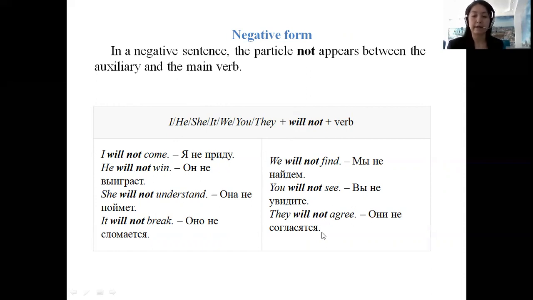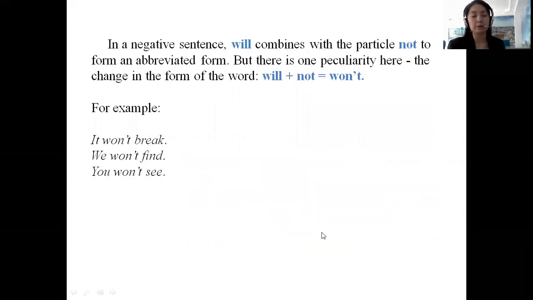They will not agree. When we use short form, will combines with the particle not to form an abbreviated form, but there is one peculiarity here, the change in the form of the word. Will plus not, it is won't, yes? For example, it won't break, we won't find, you won't see.